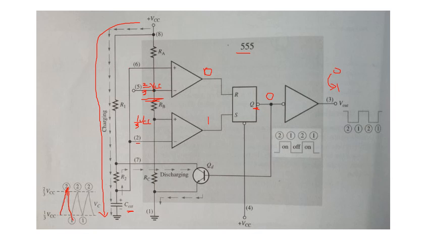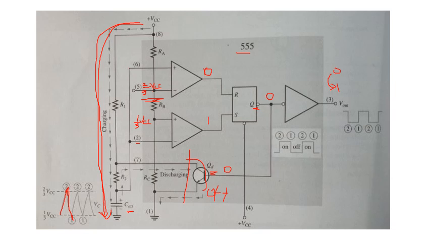So this 0 is fed to the base terminal of the discharge transistor. If this is 0, then this transistor is off. When this transistor is off, this part is an open circuit now. There is no path over here, so this path is blocked. Now the capacitor again starts charging from this path. So again it starts charging from 1 by 3 VCC, and again it comes down.